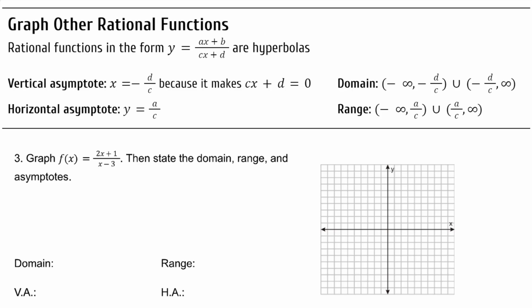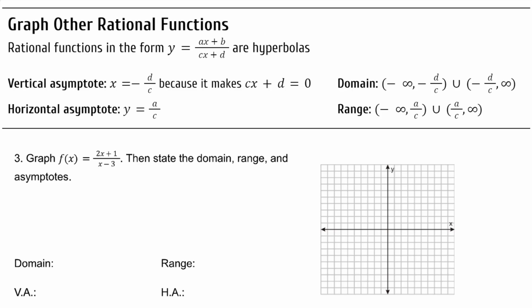Your vertical asymptote is whatever makes that denominator equal to 0, right? So cx plus d equals 0. If you solved for x, you would get negative d over c. So that's why that is your vertical asymptote. Your horizontal asymptote, when the degrees of the polynomials in the numerator and the denominator match, will be the leading coefficients, a over c. Let's go ahead and graph f of x equals 2x plus 1 over x minus 3.